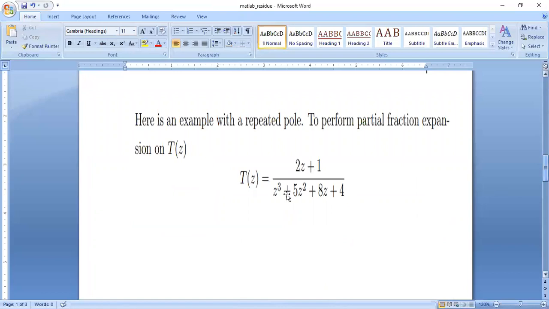Here is another example. This is for repeated poles. So this is 2z plus 1 upon z cube plus 5z square plus 8z plus 4. So this is how we use the residue command.